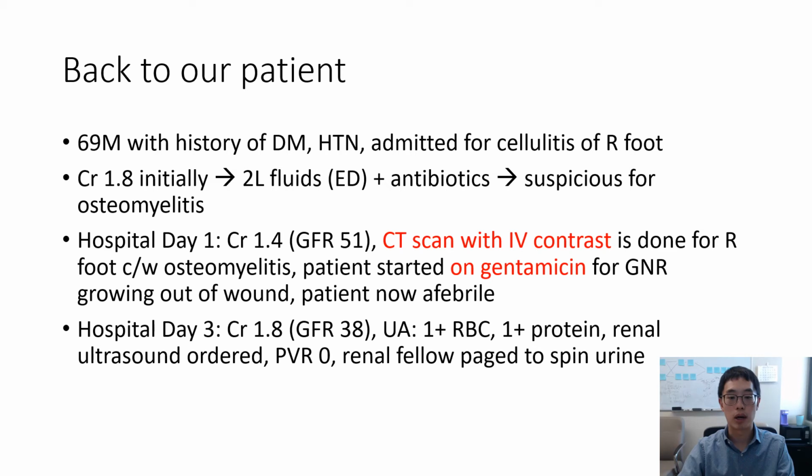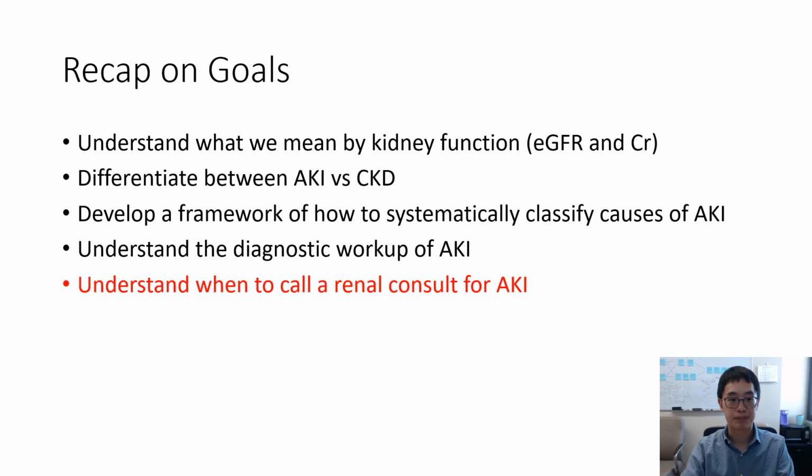The patient is looking better. He's now afebrile. But now on hospital day 3, we have a patient whose creatinine has gone up again. It went from 1.4 to 1.8. The GFR has dropped back down to 38. And now we have urine showing 1+ red blood cells, 1+ protein. A renal ultrasound is ordered. The PVR is 0. And then nephrology is called to spin the urine.